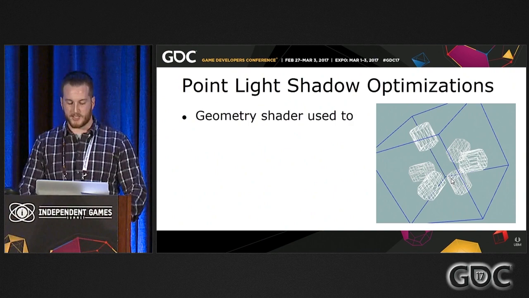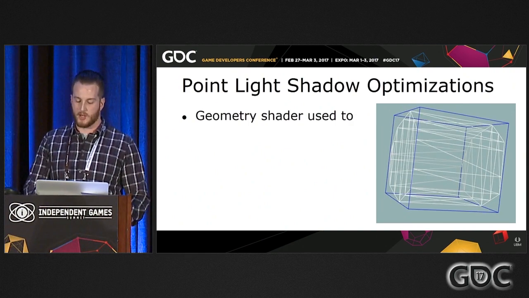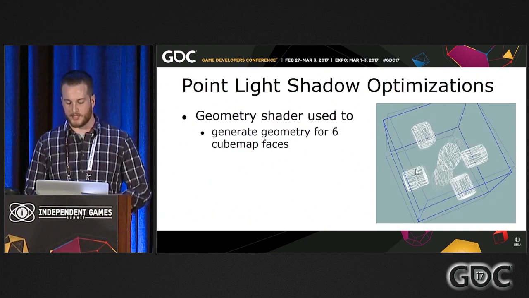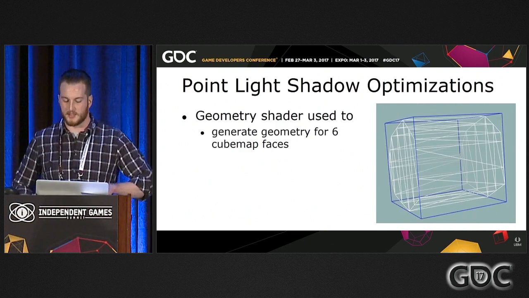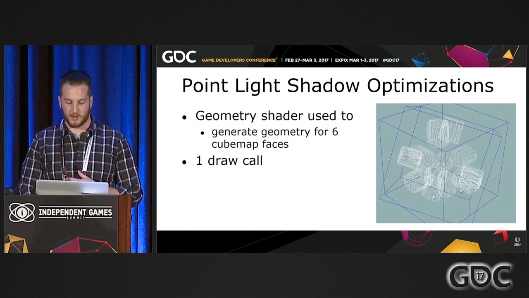One of the other interesting point light shadow optimizations that we had was we used a geometry shader to replicate the geometry to all of the different faces of the cube map, and we were able to do that in a single draw call.